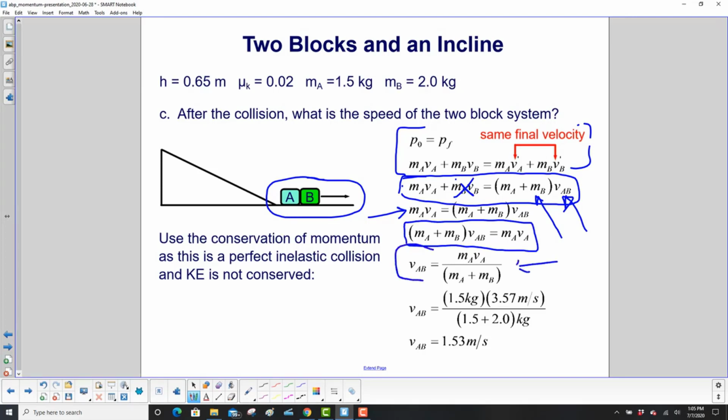And once again, this is the important part of the problem. Go ahead and put your numbers in and make sure the units work, and they should if you do this right. Here's kilograms, they cancel, and we're left with meters per second. That's a good velocity unit. And we have 1.53 meters per second, which is less than the velocity that A had when it hit it. So that makes sense.